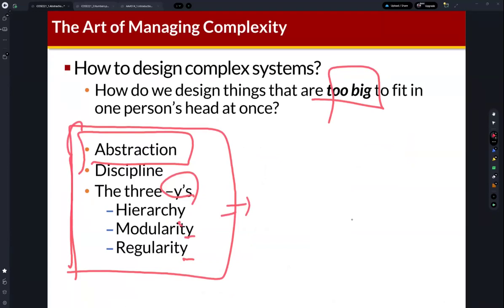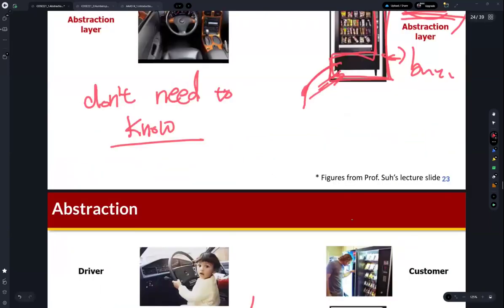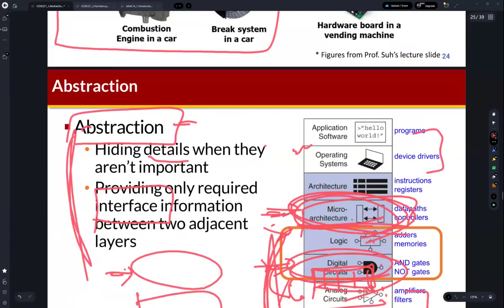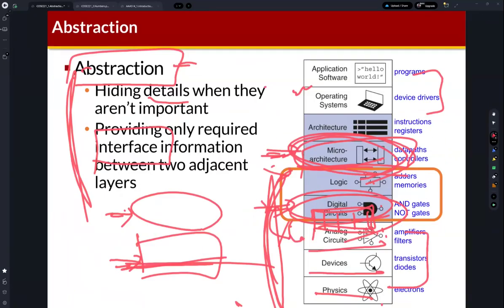So these are the concepts or approaches for designing complex systems: abstraction, discipline, hierarchical design, modular design, and regular design. Okay, so what is abstraction? Abstraction means that we can hide details when these details aren't important.